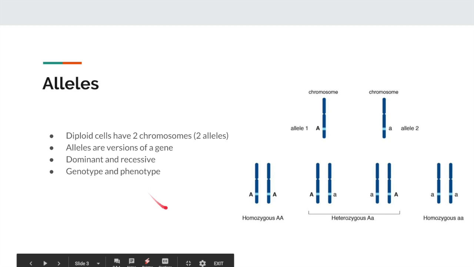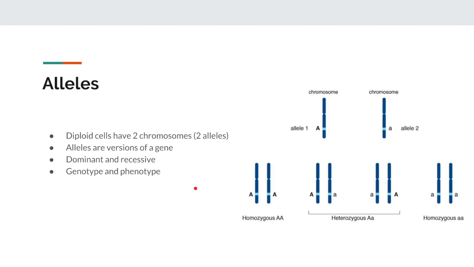So to start off, we'll look at alleles here. And primarily, one of the things that you should know is that most of the cells in your body are called autosomal cells, and those are diploid. So when a cell is diploid, it has two chromosomes, and one of those is from your mom, and one of those is from your dad. So each chromosome has one allele. An allele is basically a version of a gene.